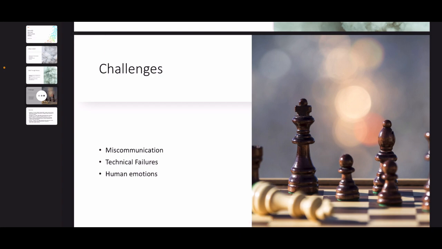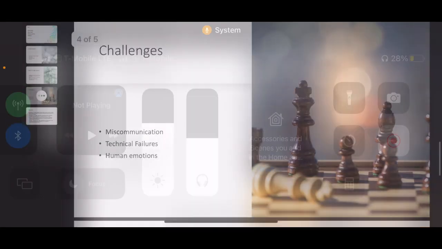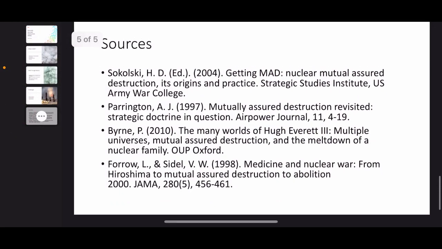So just tensions are very high whenever nuclear warfare is imminent, causing people to act on their own emotions rather than just think logically. And here are my sources.